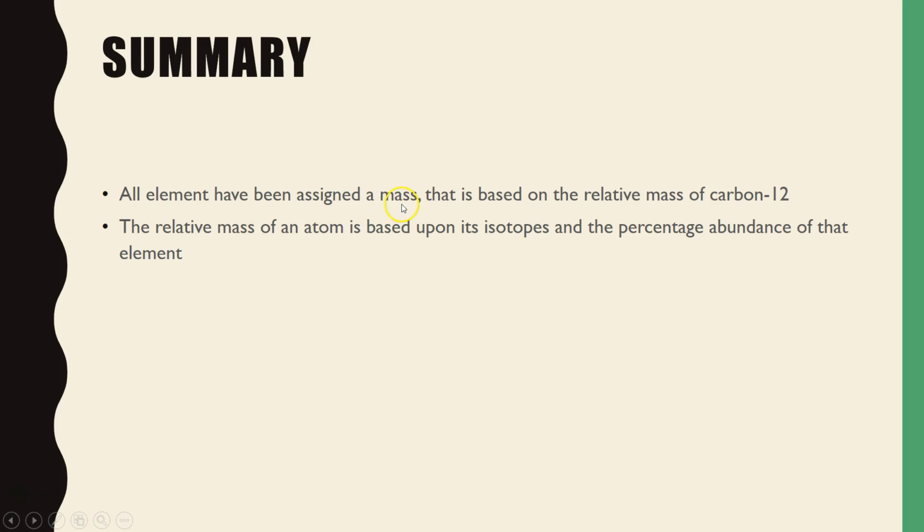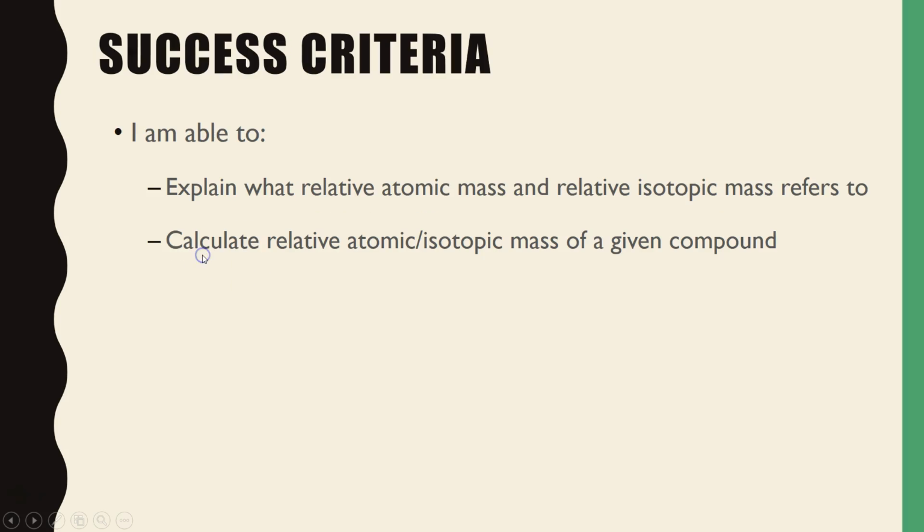In this lesson, we've talked about all elements being assigned a mass, and that's based on the relative mass of carbon-12. It has no dimensions, so it's unitless, and it's because there's too many atoms to count. And the relative mass of an atom is based upon its isotopes and the percentage abundance of those isotopes. In this video, you should now be able to explain what relative atomic mass and relative isotopic mass are, and you'll be able to calculate the relative atomic mass and isotopic mass of a given element.